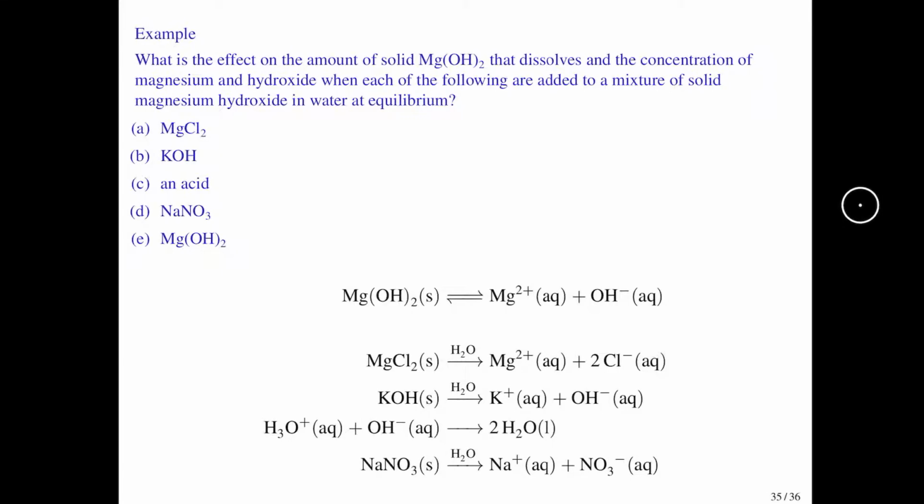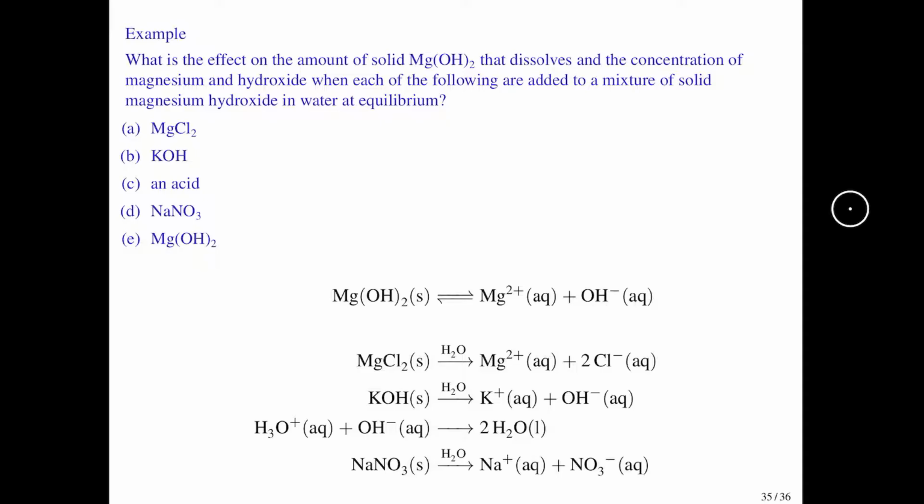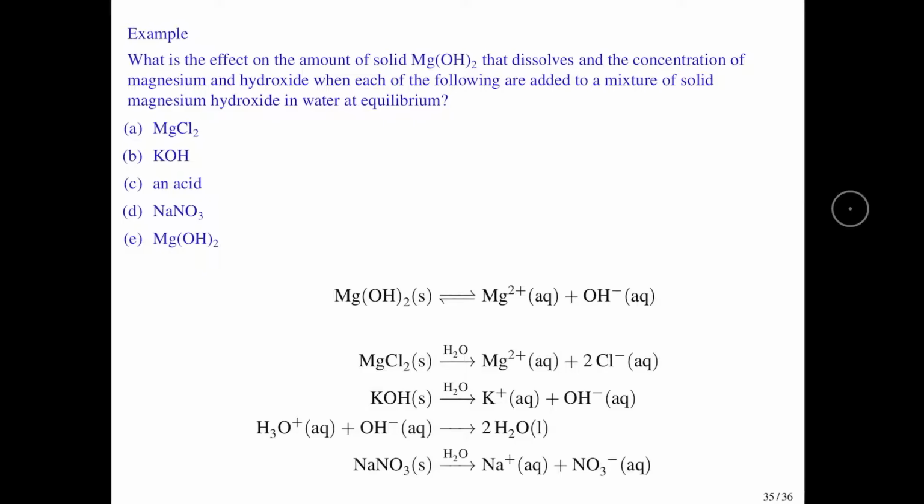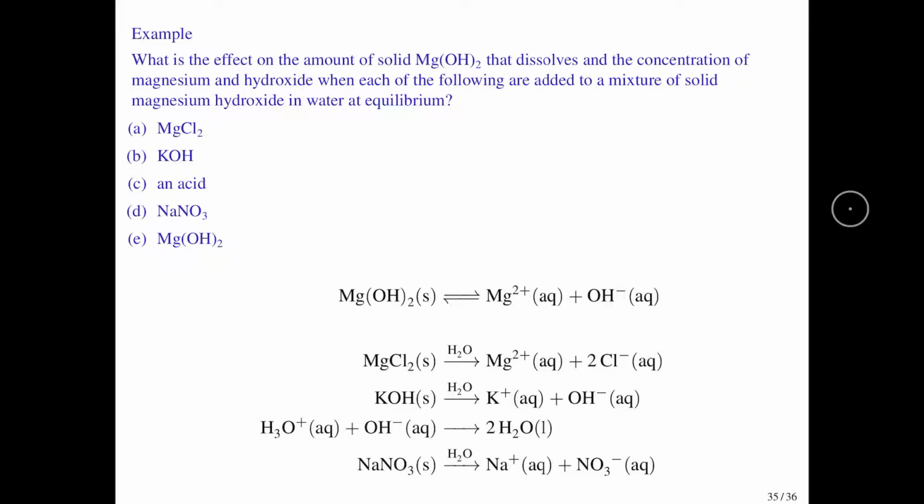It depends on what solid you add. When the solid is one of the reactants, it doesn't affect the equilibrium. But you can add solids that dissociate and form ions, like we've seen in this example, and those do affect the equilibrium.